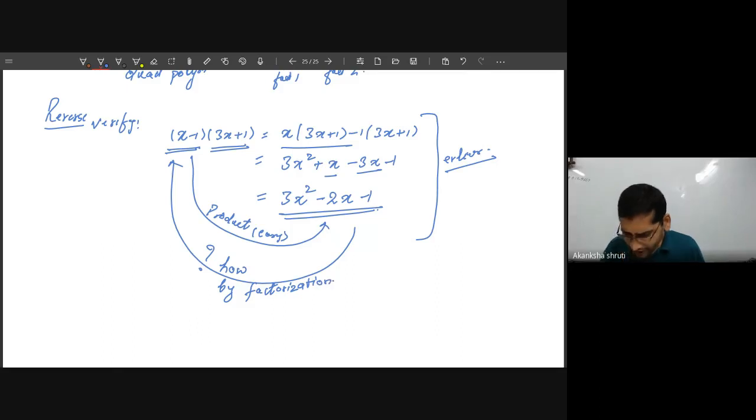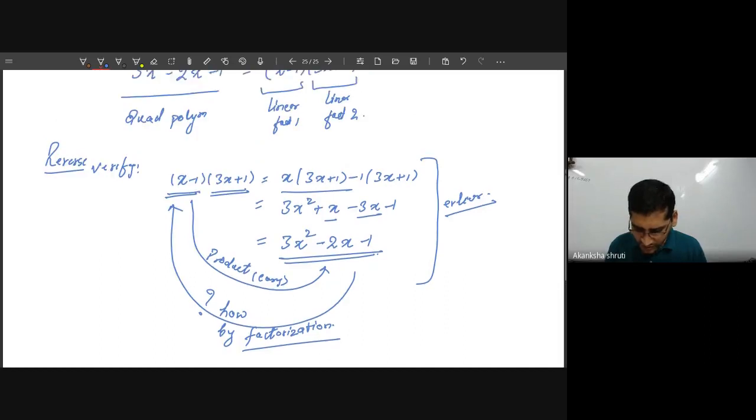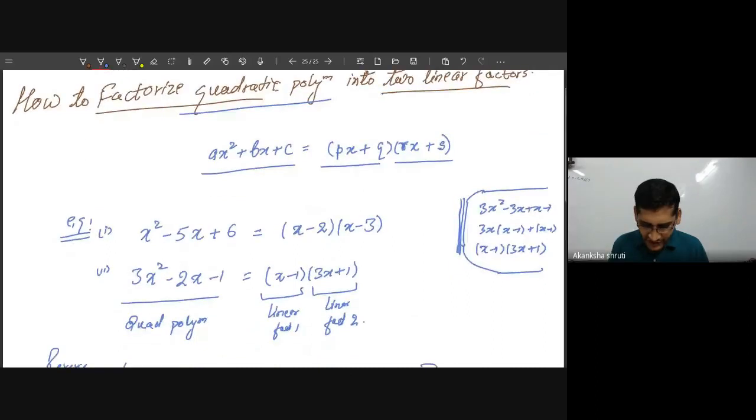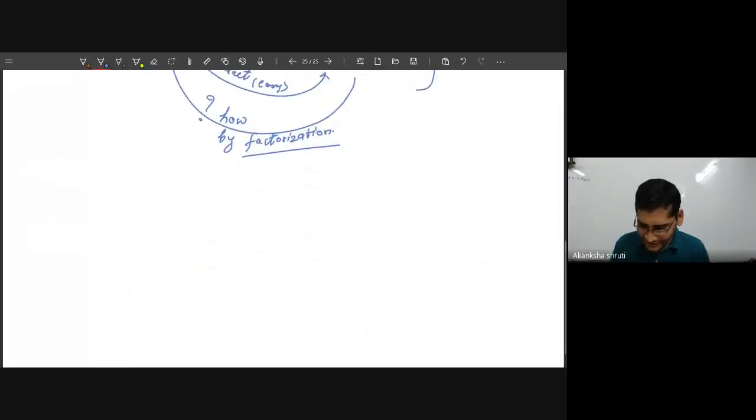So student, we will learn how to factorize it. That method we are going to learn. Okay, student? So product is very easy. You already know it since your previous classes. But how to factorize this? So I'm going to write the factorization method.